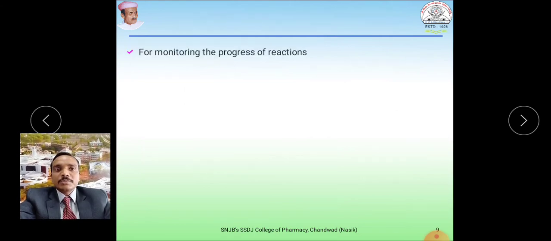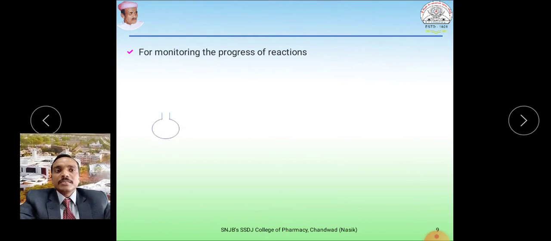The third application of this is for monitoring the progress of a reaction. Whenever we set up any new reaction and we don't know the time, when to stop, for that we can use TLC for monitoring the progress of the reaction. So let us see here one reaction, which contains these two molecules, starting materials A and B.